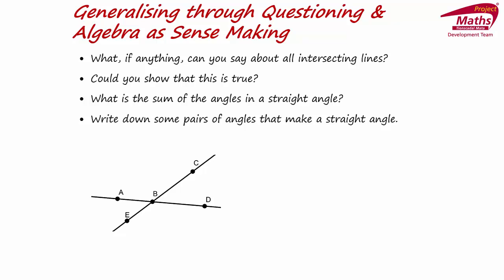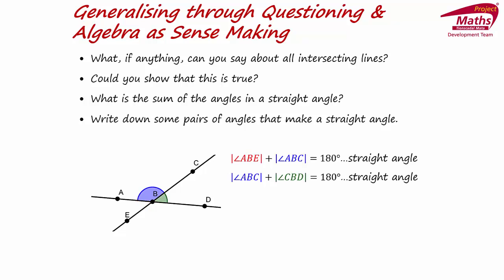If we just use some algebraic symbols, it becomes easy to write down these relationships and communicate our understanding to the people in the room. So we can see that the measure of the angle ABE plus the measure of the angle ABC is equal to 180 degrees, because we have a straight angle, and also that the measure of the angle ABC plus the measure of the angle CBD is equal to 180 degrees, because there's also a straight angle in that part of the diagram.